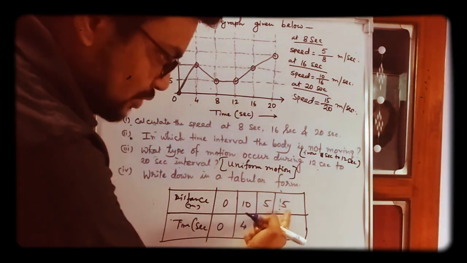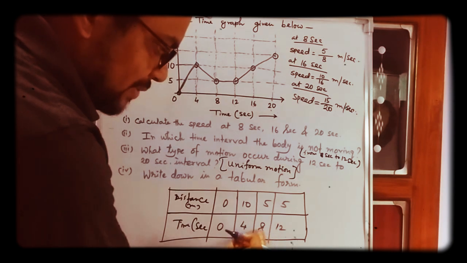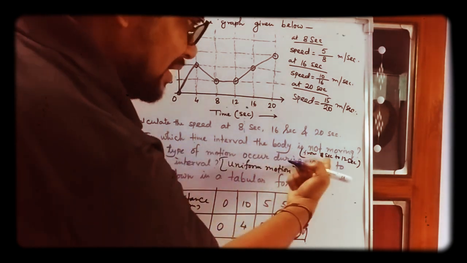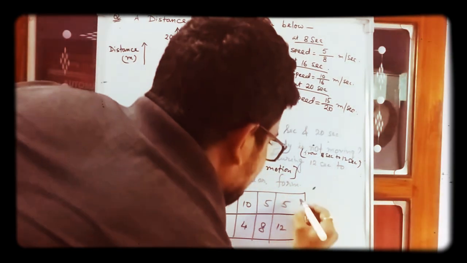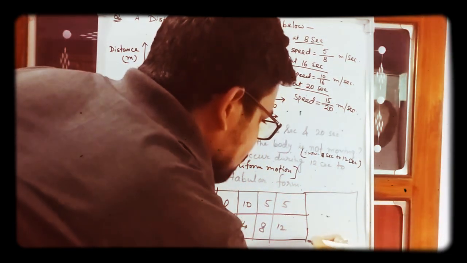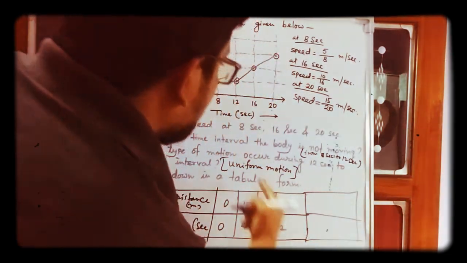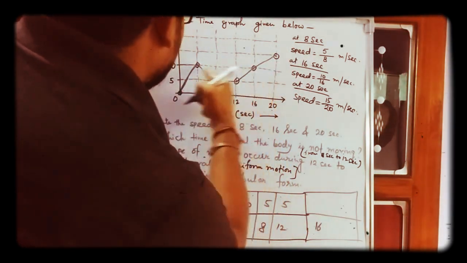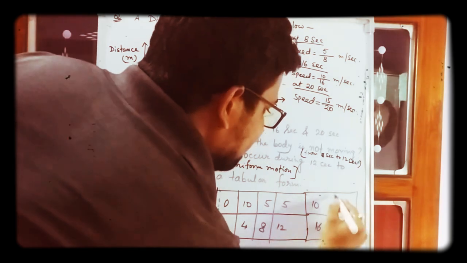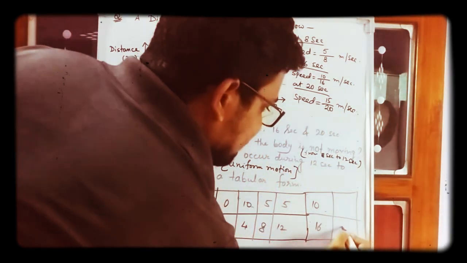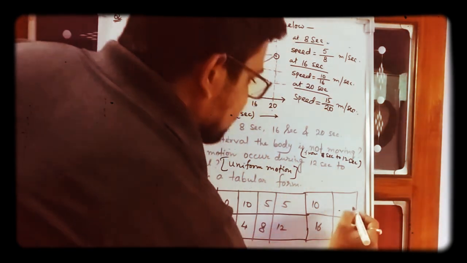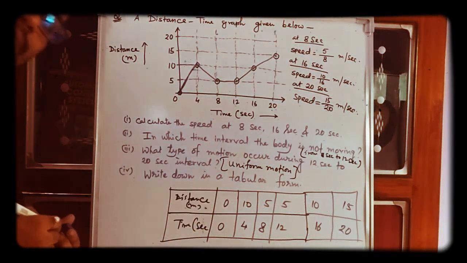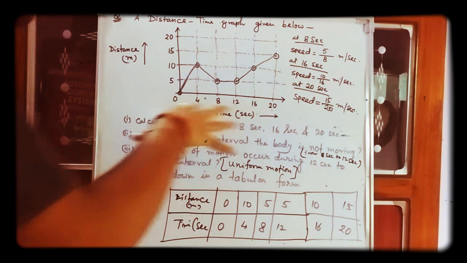Just see, the distance is not changing, that's why 8 to 12 is a rest position. I have written it in the second question, in which time interval, 8 seconds to 12 seconds. And the next, at 16 seconds the point is 10, so the distance traveled is 10, and the next, at 20 seconds the distance traveled is 15. So this is how you have to make the tabular form from the given graph. Okay, so this is all for the questions.